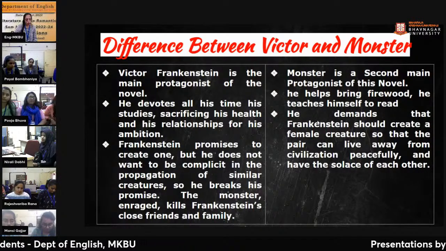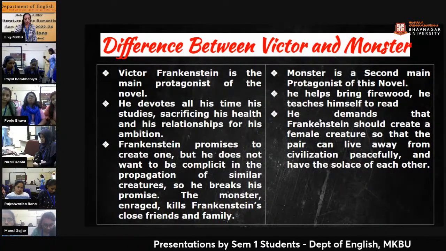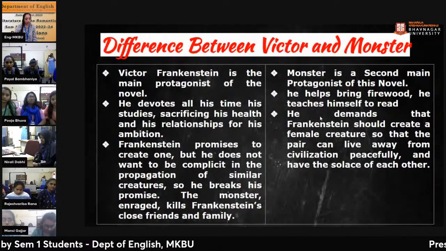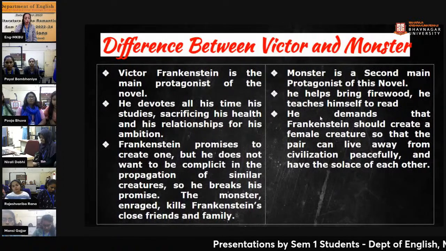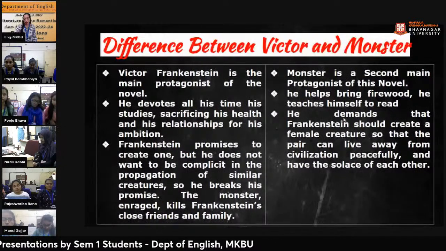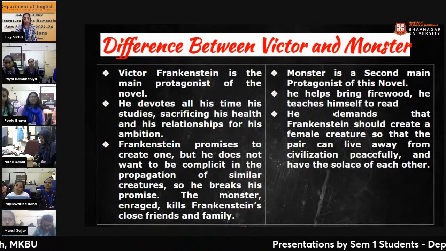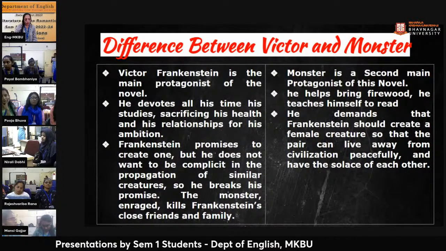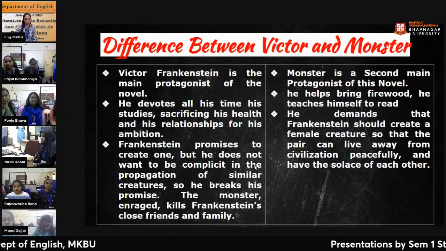Frankenstein promised to create a female monster, a female creature, but he does not want to complete the propagation of a similar creature. So he breaks his promise. The promise is given to the monster that he will make a female monster for him. The monster, enraged, kills Frankenstein's close friends and family.